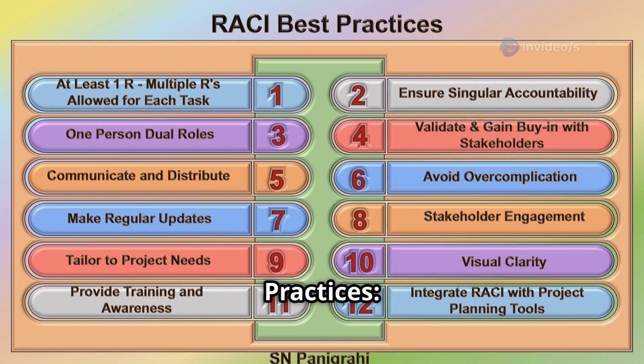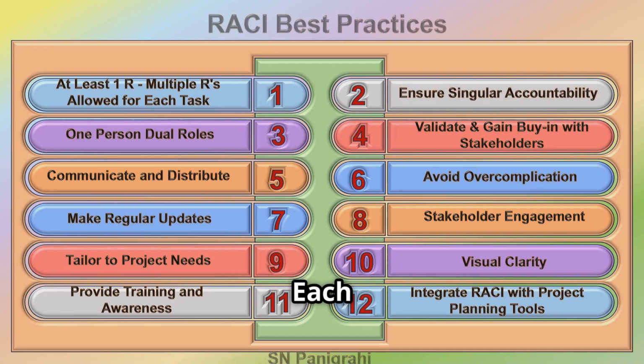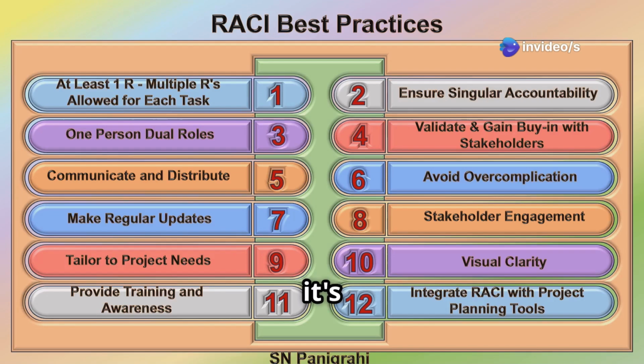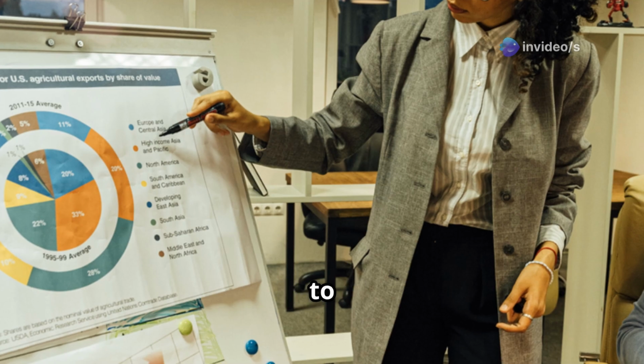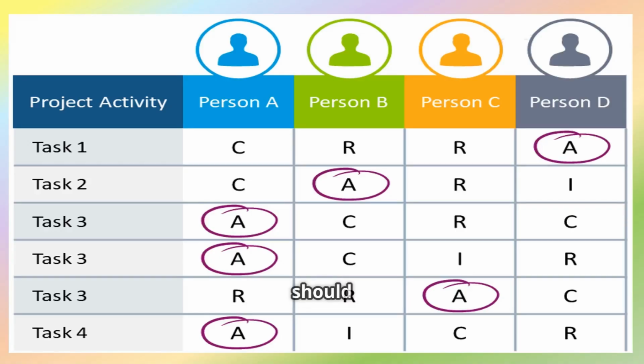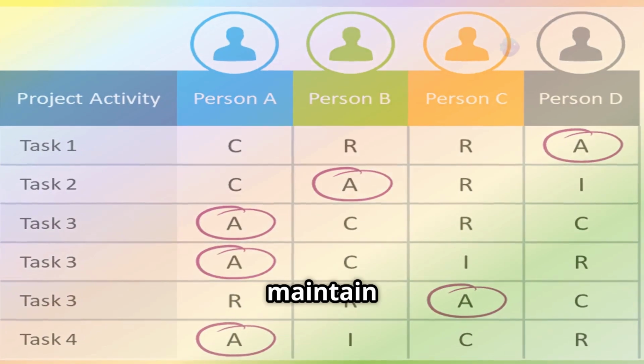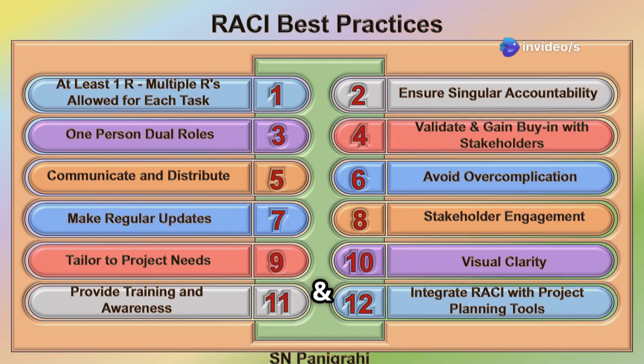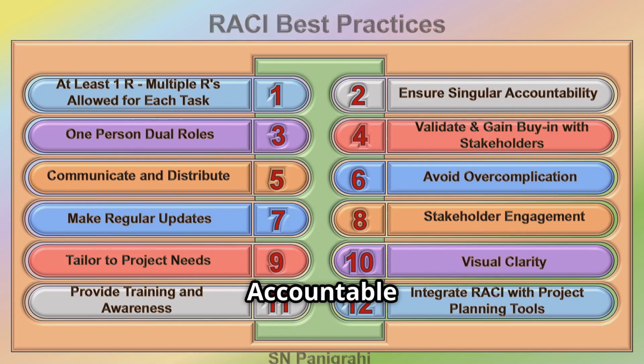RACI best practices. At least one R. Multiple Rs allowed for each task. For each task, there must be at least one R. While multiple individuals can be responsible for the same task, it's crucial to designate an R prime to avoid confusion. Ensure singular accountability. Each task should have only one accountable person to maintain clear decision-making authority and answerability for the completion of the task. One person. Dual roles. One person may take roles of both responsible and accountable.